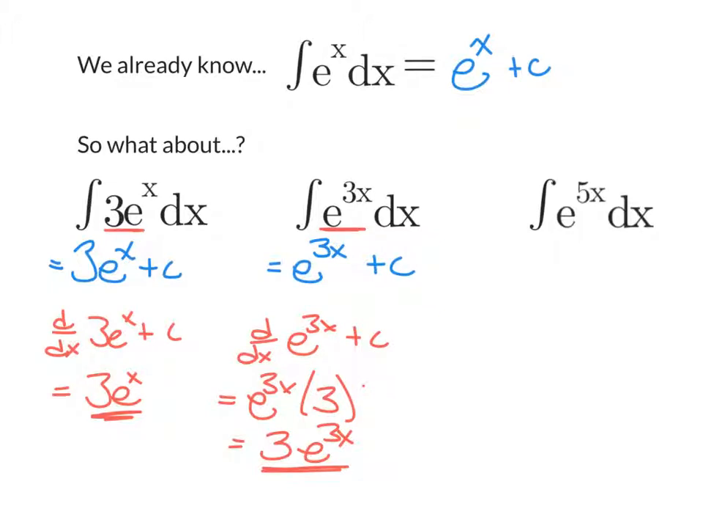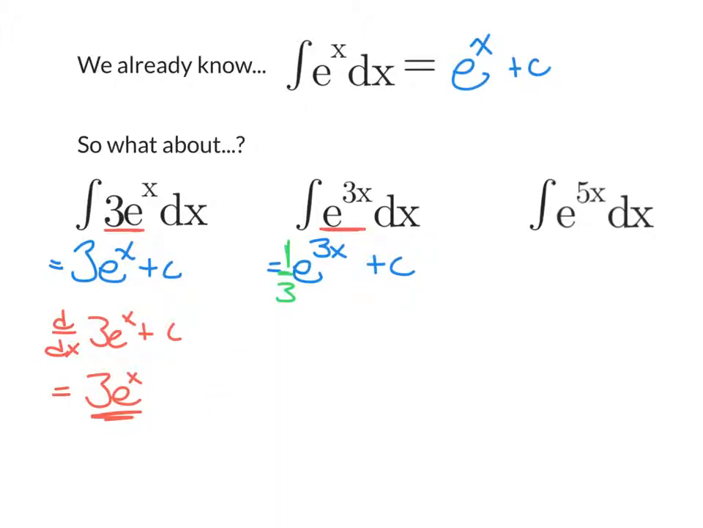So what we should do is go back and adjust our guess. Our result was 3 times bigger than we thought it should be, and so what I'm going to do is attach this coefficient of 1/3 to my e to the 3x. Now let's check this guess.